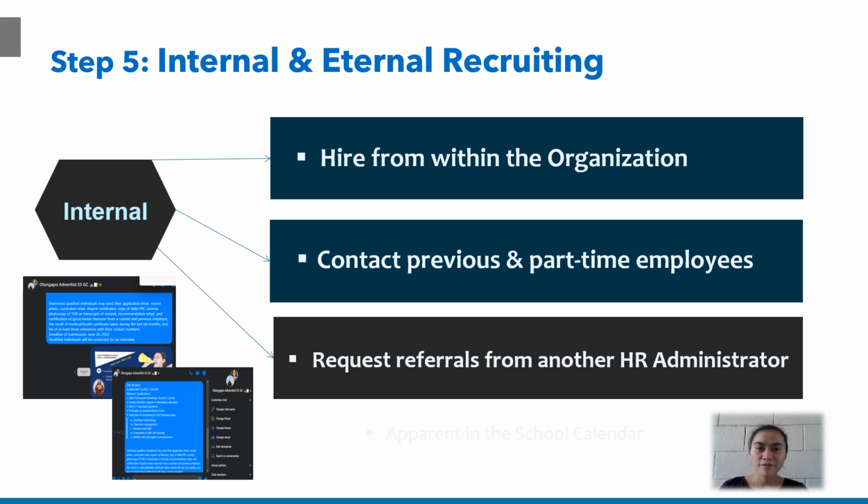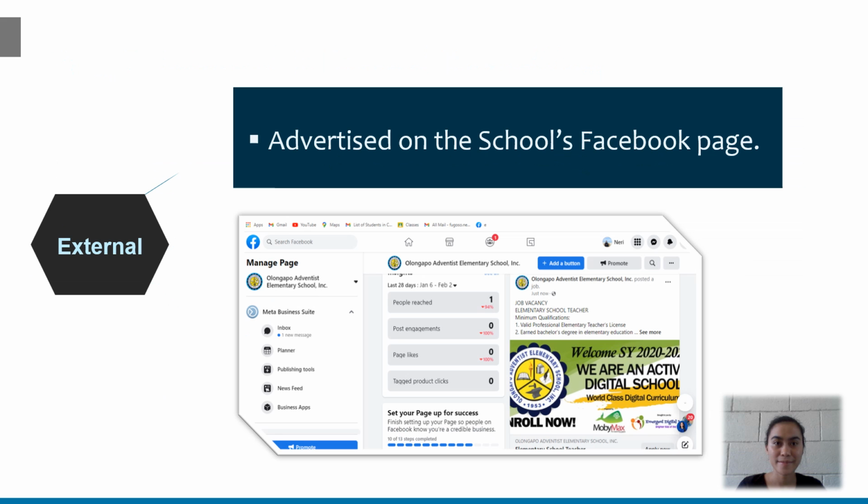Step 5, internal and external recruiting. For internal recruiting, our school hires from within the organization through the use of media, such as our teachers' group chat in Messenger since it's online. And also we contact previous employees and part-time employees that were teaching before. And also we request referrals from our co-teachers or from another human resource administrator.